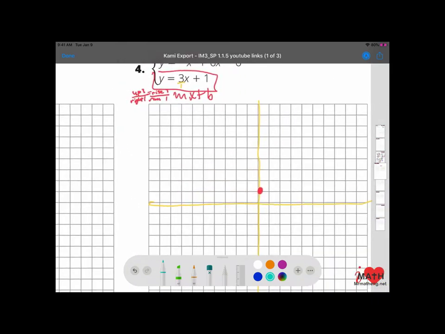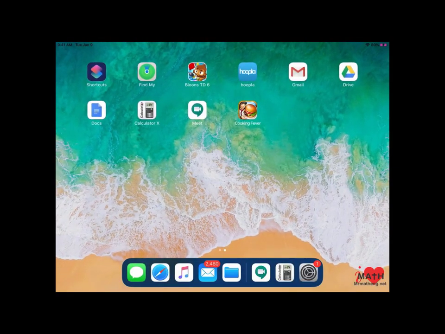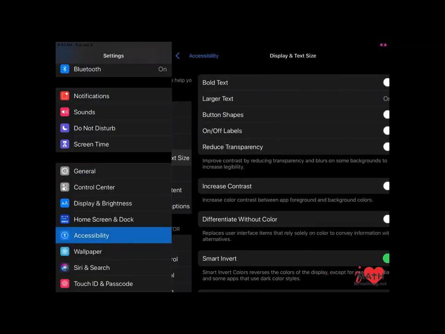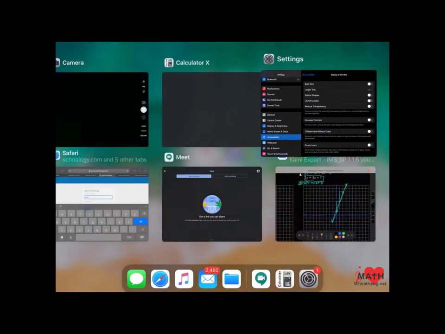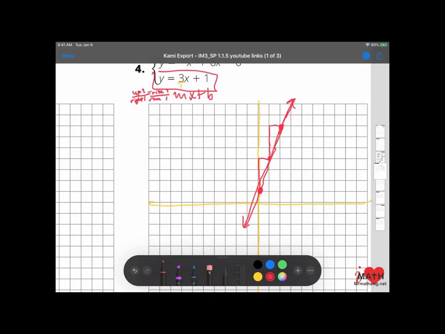So let's go ahead and do that. So up 3, 1, 2, 3, right 1. Up 3, right 1. Okay, and that is my graph. Let's do our best. And let's go ahead and graph and turn off the colors, because we want to see how I invert the colors. So I go here, accessibility display, and turn off the colors. Did that change it? Alright, let's see.